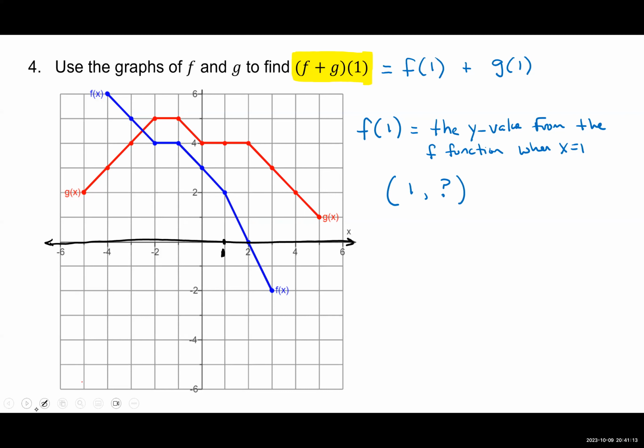So we go up to the graph of the f function. Oh, I meant to use a highlighter there. Let's fix that. So we go up to the point on the blue graph, the point on the graph of the f function when x is equal to 1, and we get the y value of 2. So f of 1 is equal to 2.